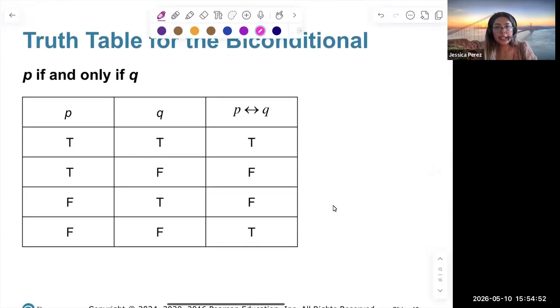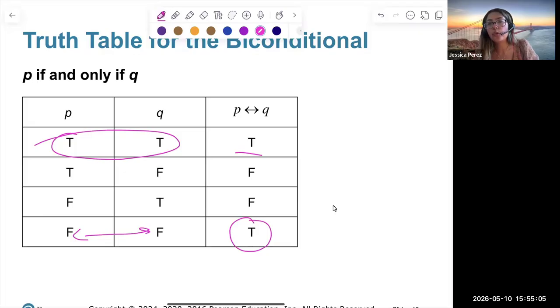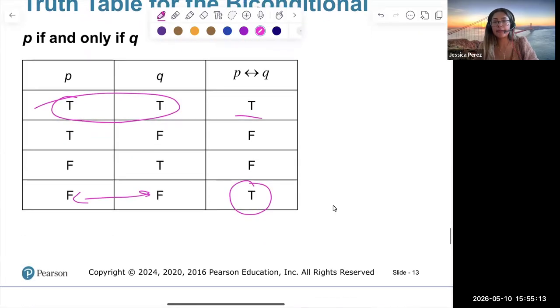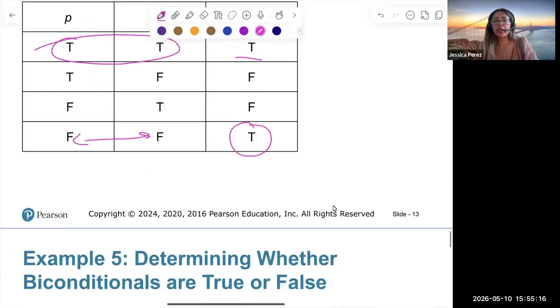So when we have TT, T implies T is a T, TF is F, FT is F, FF is T. So they must match. TT or FF, that's the only time you will have a biconditional statement to be true, when both of them are true, true, true, or false, false. They must have the same value in order for you to have a biconditional.